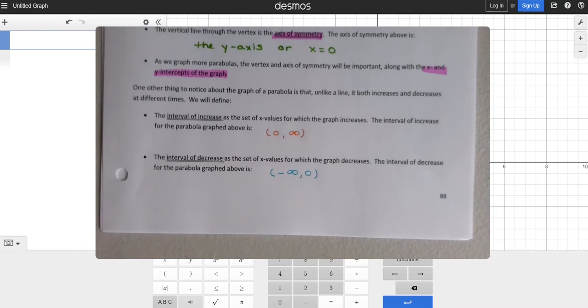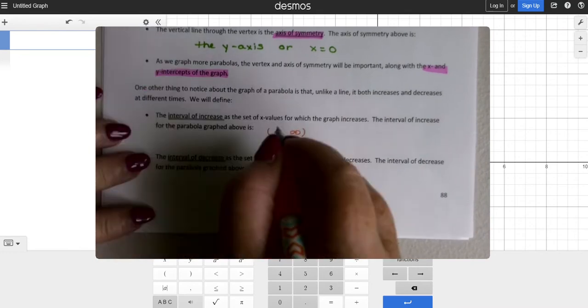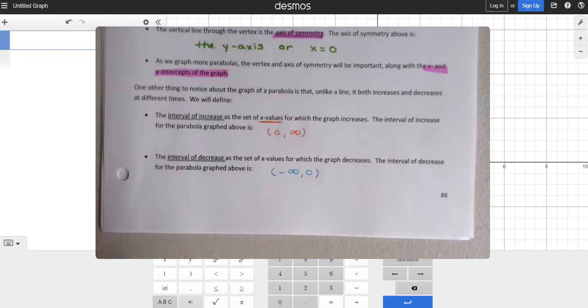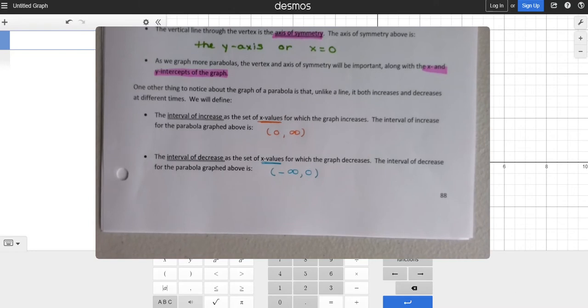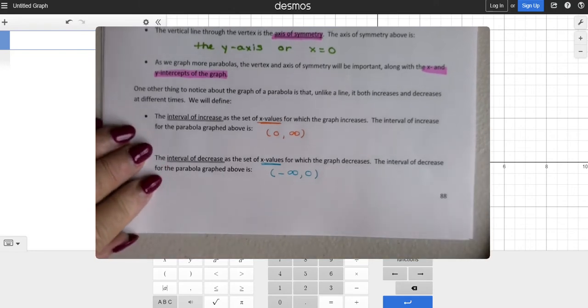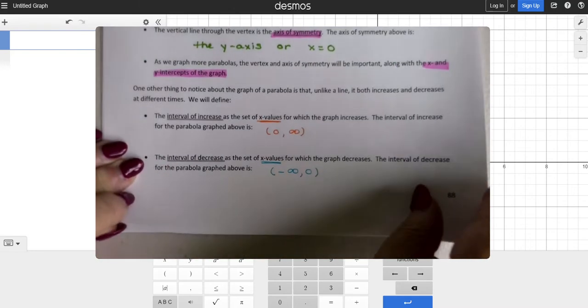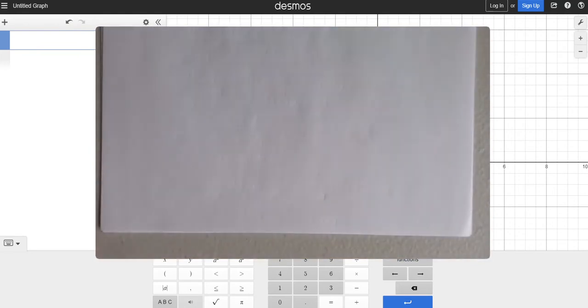And the thing here that's sometimes a little bit hard to get used to, but once you're there, you'll be fine, is that we're always looking for x values when we talk about intervals of increase and decrease. All right, we'll label those intervals for some more parabolas here as we go along.